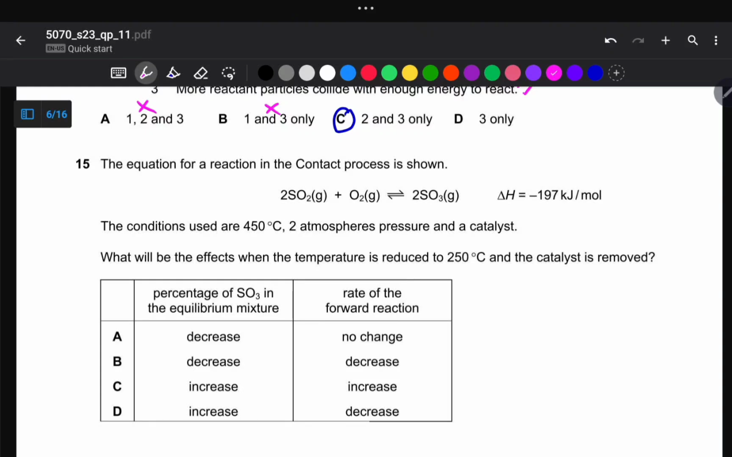So I want someone to name the catalyst for the Haber process, right? The manufacturing of ammonia. So the question says, what will be the effect when the temperature is reduced to 250 and a catalyst is removed?